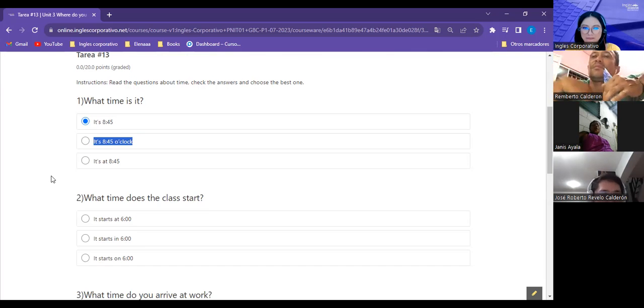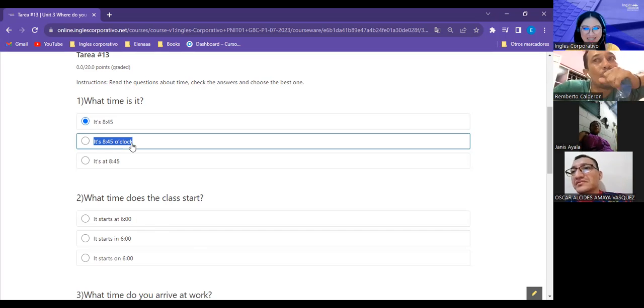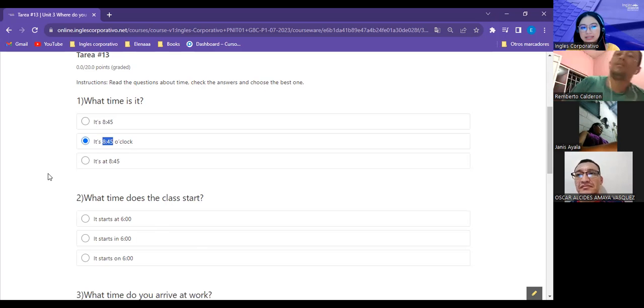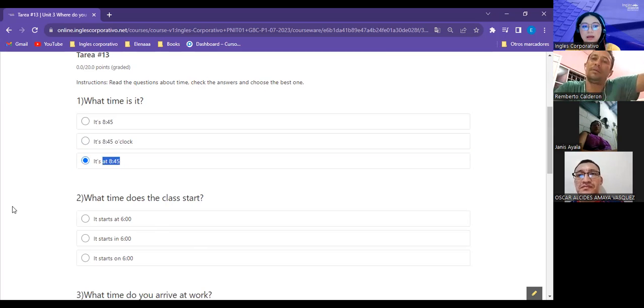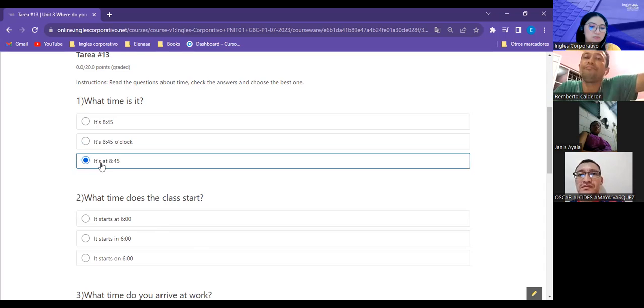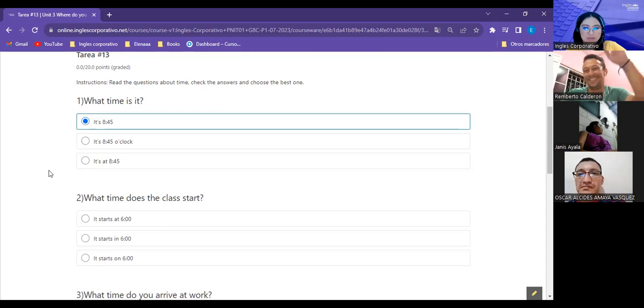Why not? You can use a clock, but exactly hours. Exactly. You cannot use a clock because this is not an exact time. Never use a clock if it is not an exact time. And this one cannot be possible because we are using the expression at. Esto sería como a las 8:45. No, me dicen qué hora es ahorita. Entonces, la única posible es esta.